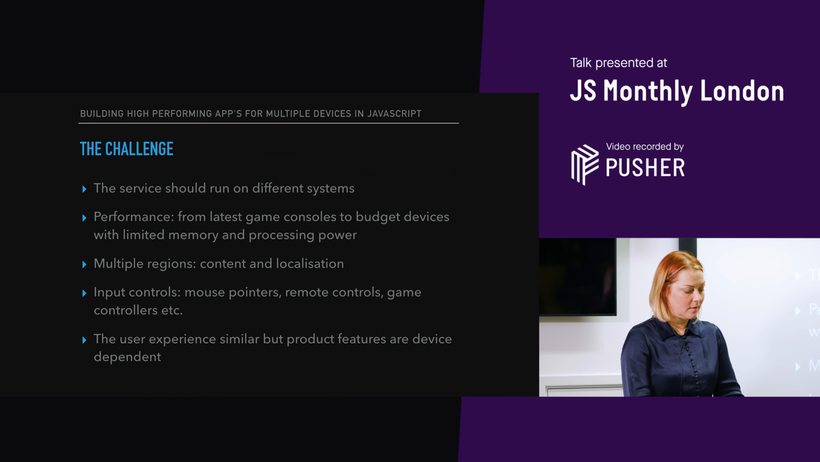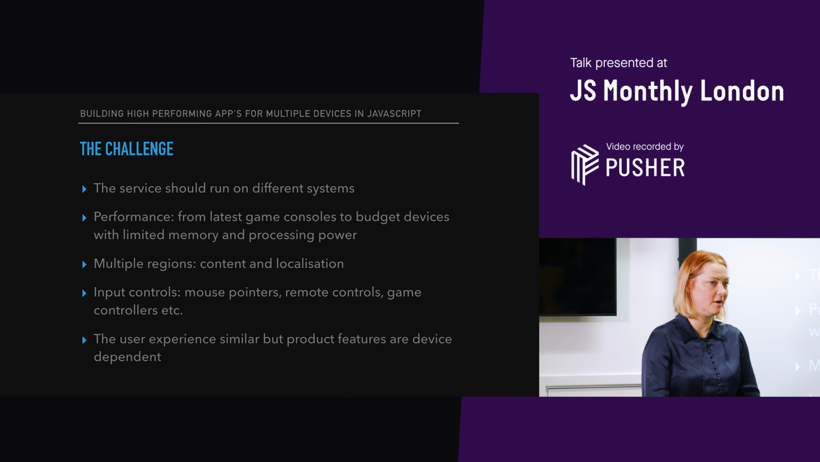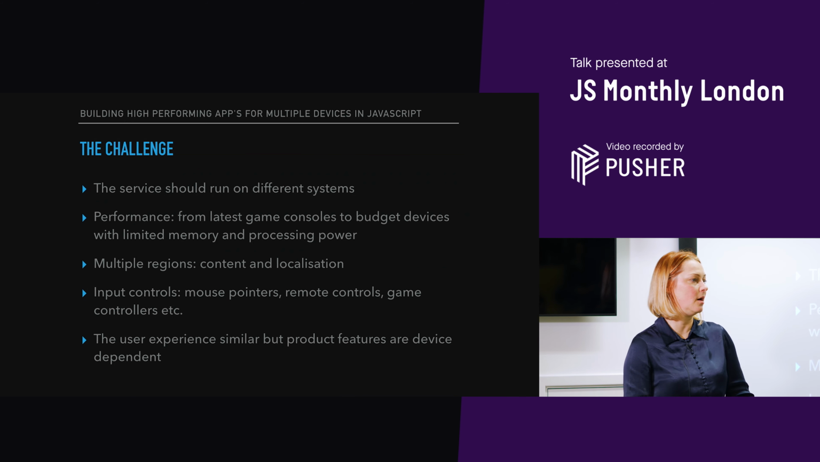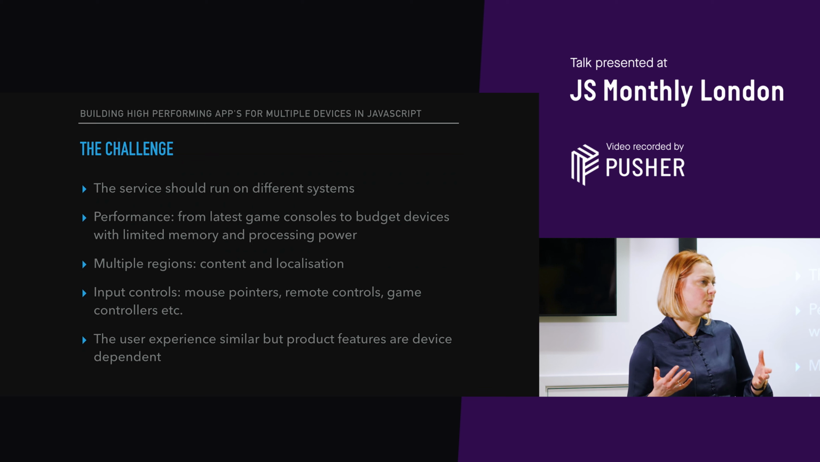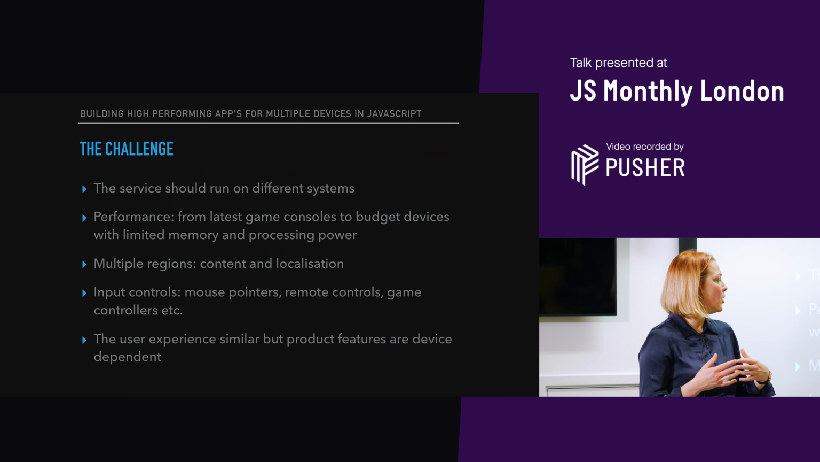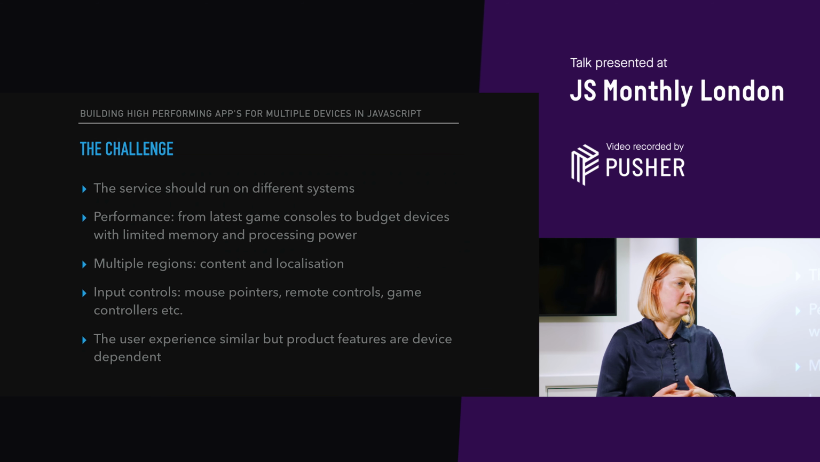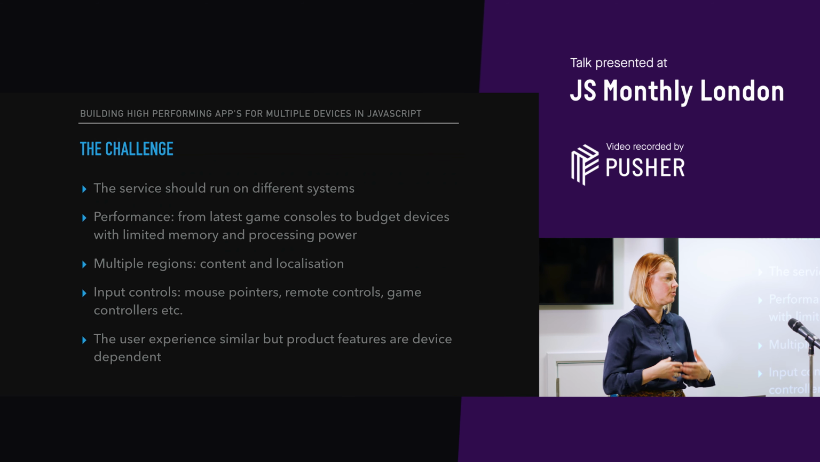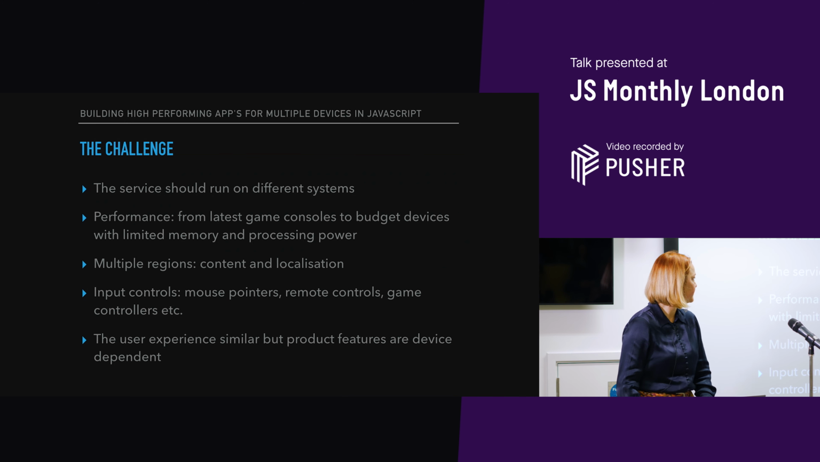And the last is that the user experience has to be similar. So UX would like to provide a similar user experience across different devices, but feature-wise, it's going to be different again. For example, on TV devices it might be a little bit more complex to sign in or create an account or do the payment. So we might do it through the web and then access it later from the device.